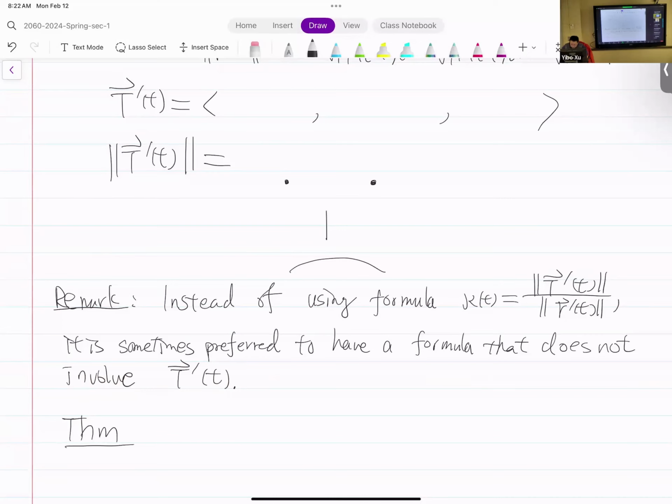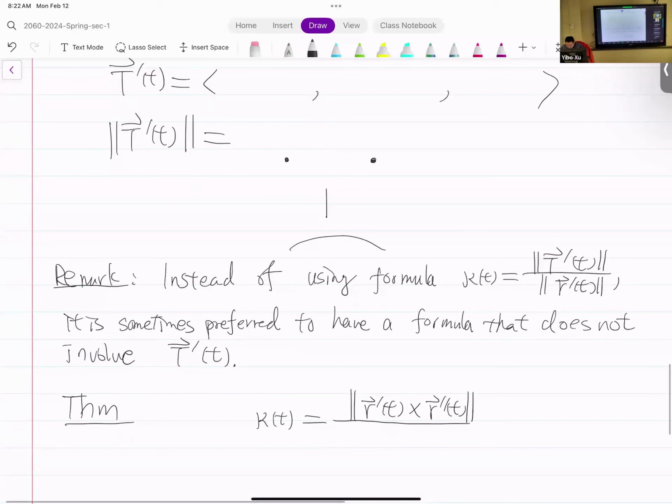So it's a theorem that just says kappa t, the curvature at any point is calculated by division as follows. So it's the magnitude of r prime crossing with r double prime. Okay. The tangent direction plus the second derivative direction. And we take the magnitude. Whole thing over little r prime, the magnitude to the 3.